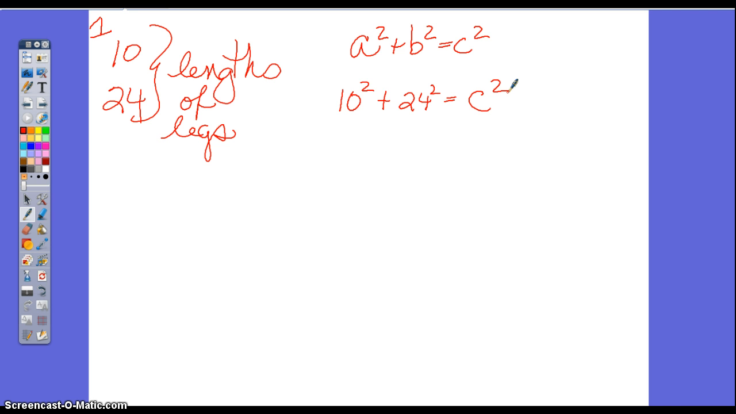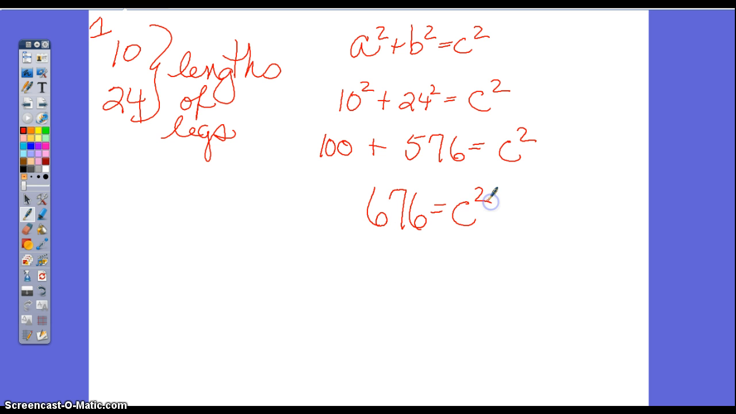Okay. What is 24 times 24? 576. Okay. Now what do I do? Add. Exactly. Okay. Do I need plain C or do I need C squared? Plain C, absolutely. How do I get plain C? Good job. Square root.